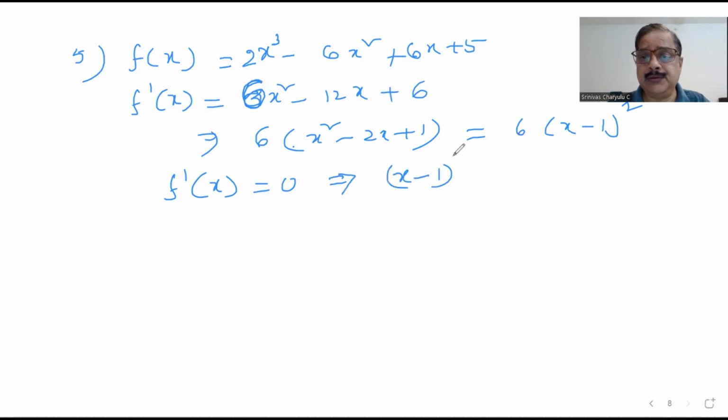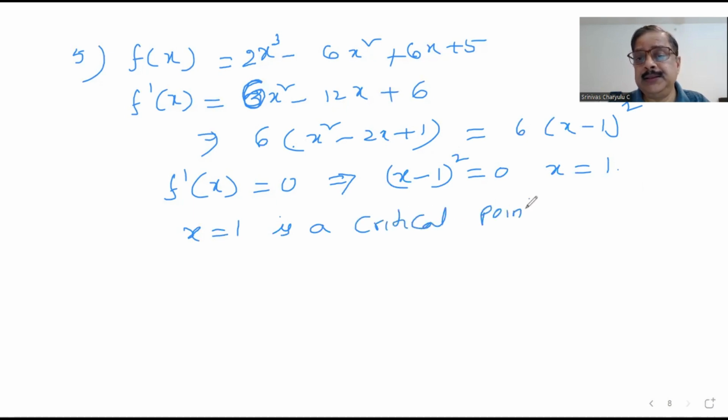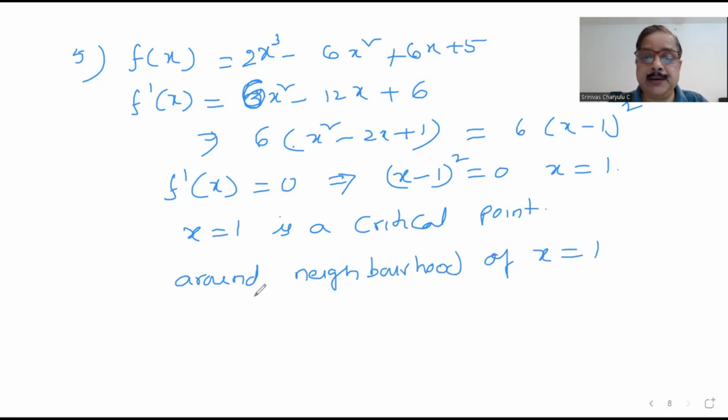x minus 1 whole square is equal to 0, so x is equal to 1. So we'll check at x is equal to 1. x is equal to 1 is the critical point. We want to study whether it has a maxima or a minima. For that, around the neighborhood of x is equal to 1, we check for maxima or minima.